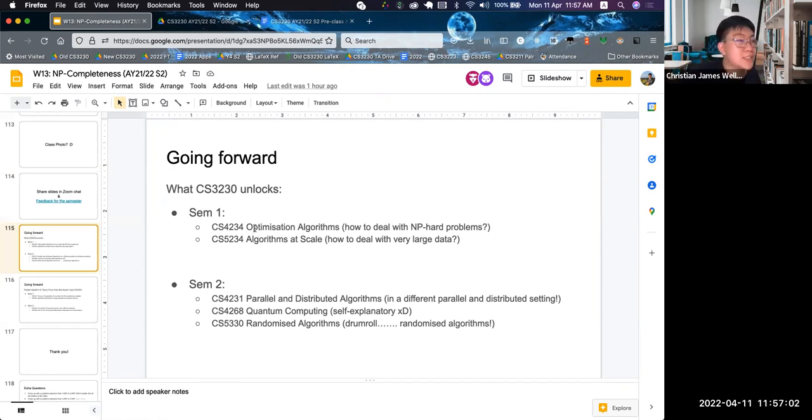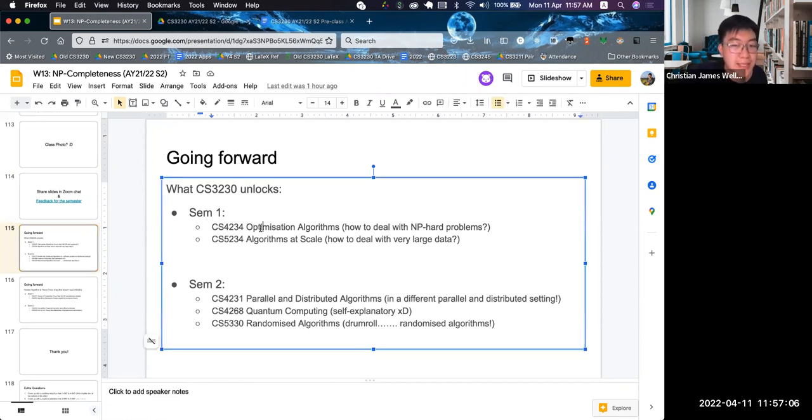But going forward, what does 3230 unlock, right? Next semester, if you're interested, you can take optimization problems. We study NP-hard problems, so how do we do better, or how do we do as best as we can? Give approximate answers. Or if you're interested, there's this module called algorithms at scale. How do you deal with super large data? This is what algorithms at scale is about. Maybe you want efficiency if you don't have enough storage, for example.